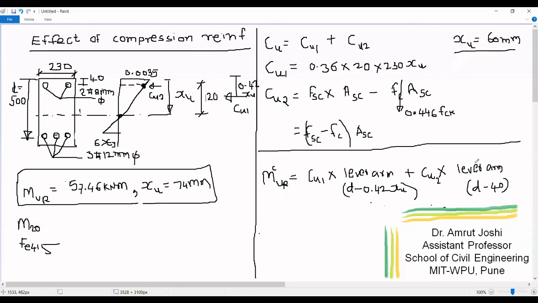So if I substitute all those values here, I get moment of resistance of a section in presence of compression steel equal to 58.32 into 10 power 6 Newton mm. To convert it into kilonewton meter, I will have to multiply it by 10 power minus 6. So it becomes 58.32 kilonewton meter.